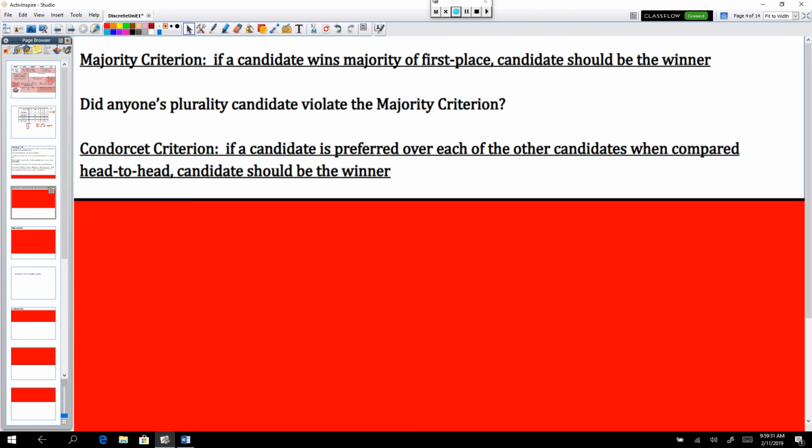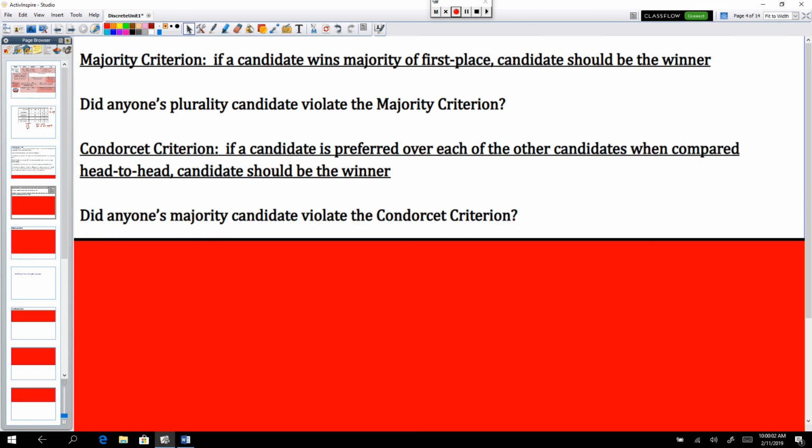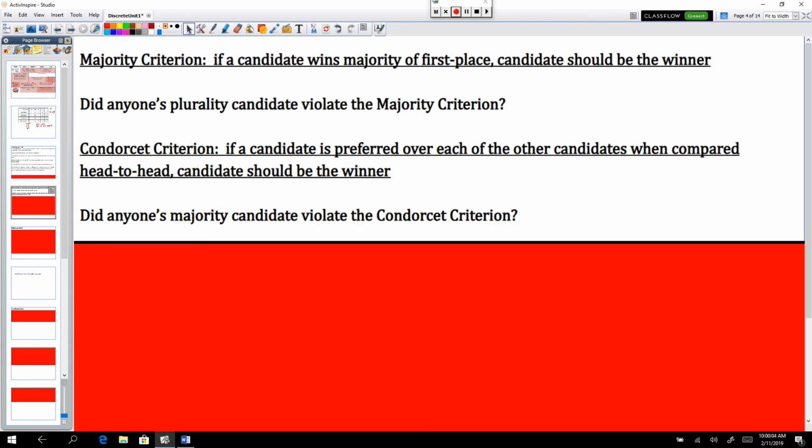This is an interesting thing that will come up a little bit later, but the Condorcet criterion is another criterion that might be violated. If a candidate is preferred over every other candidate when you compare them head to head, so Alicia compared to Boris, Alicia compared to Carmen, Alicia compared to Dave, Boris compared to Carmen, Boris compared to Dave, and so on. If they are preferred over all of their other candidates, they should win the election. That is called the Condorcet criterion. And that winner is called the Condorcet winner. And certainly we could have that happen in our elections.